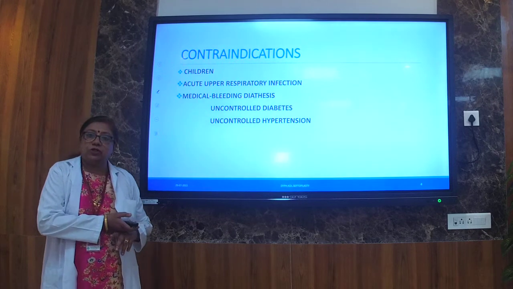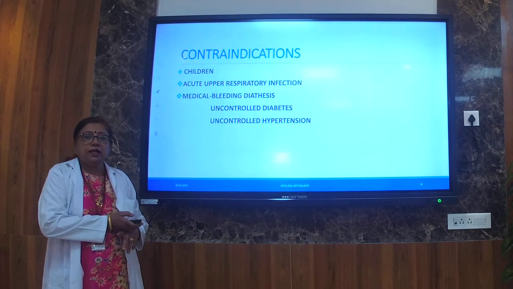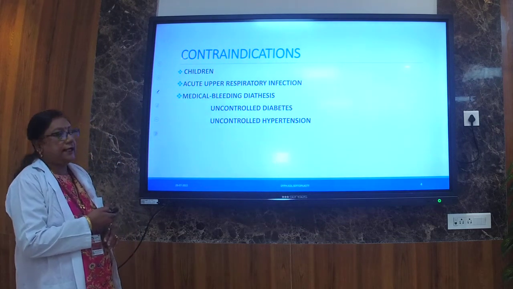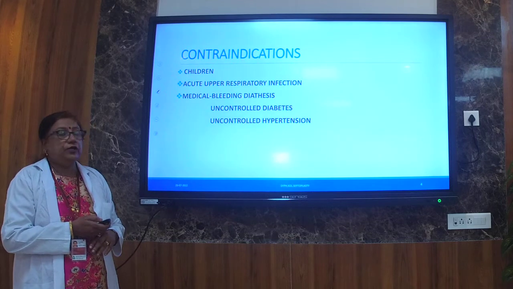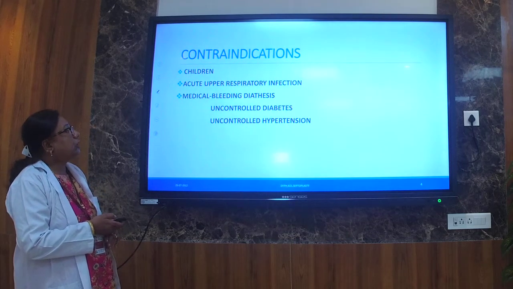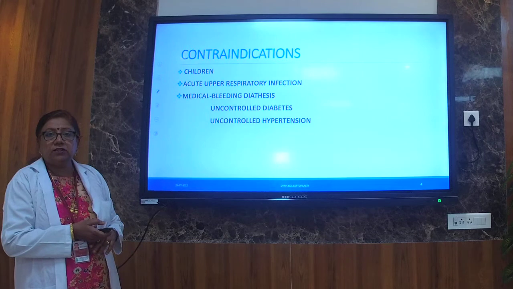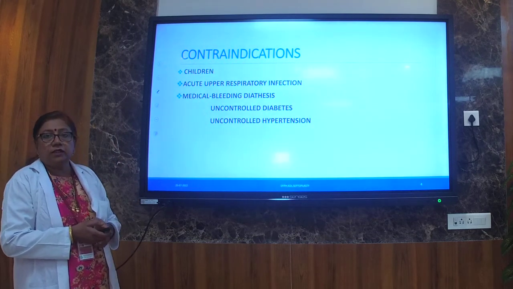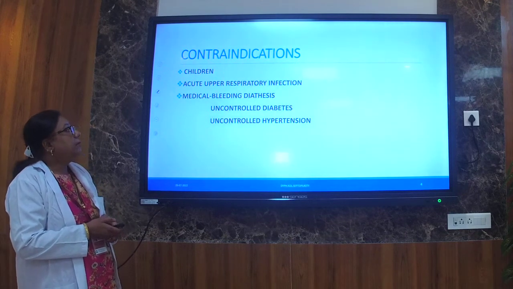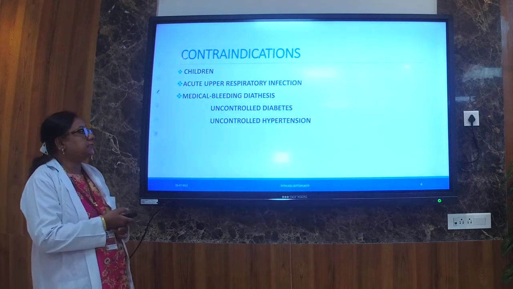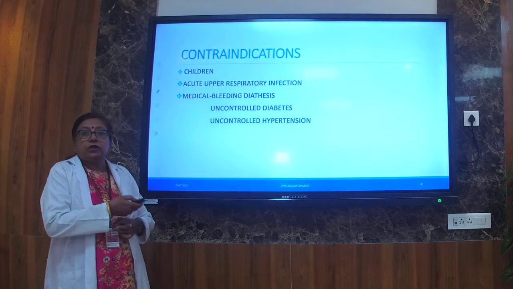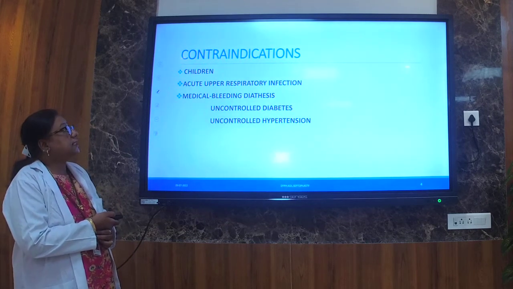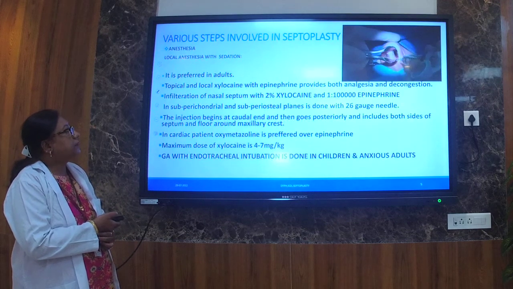Now let us discuss the contraindications. If you want, please write it down. Okay, students, these are the contraindications. Usually septoplasty we don't do in children. Acute upper respiratory tract infection, in this also we don't do. Medical problems the patient is facing, like bleeding diathesis, uncontrolled diabetes, uncontrolled hypertension. In these conditions, we don't do a septoplasty. So these are the contraindications of septoplasty.